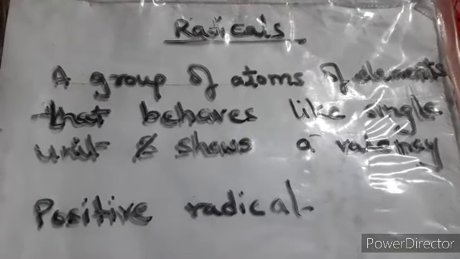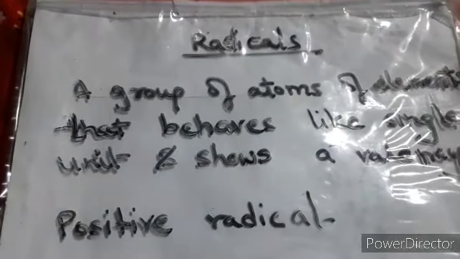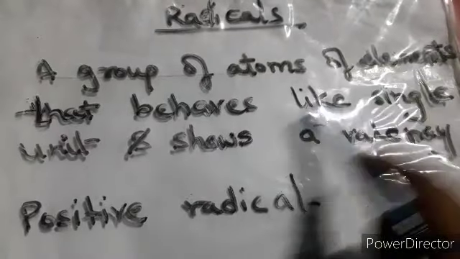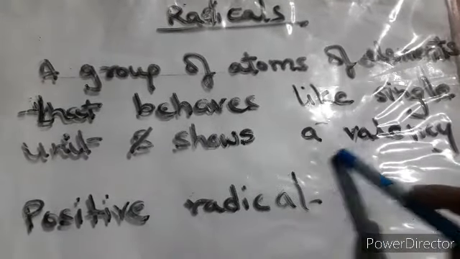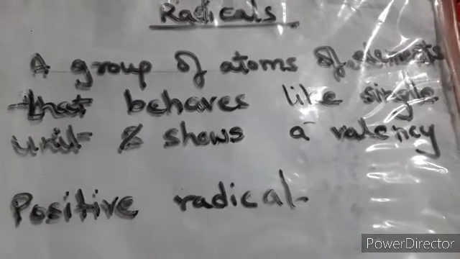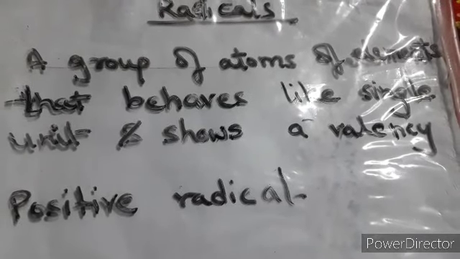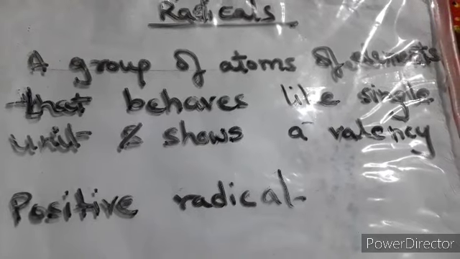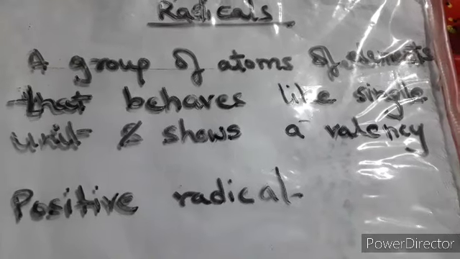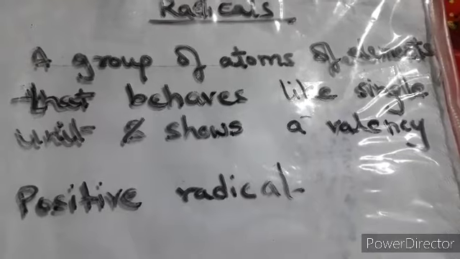Now, class 9th, we are focusing on the radicals part, and I think you have already discussed this in your previous classes also. But still, radicals are a group of atoms of elements that behave like a single unit and show a valency. So we'll look at this definition to see what behaves as a radical. You have to focus that there is a group of atoms of elements, and this group of atoms behaves as a single unit and shows a particular radical valency.